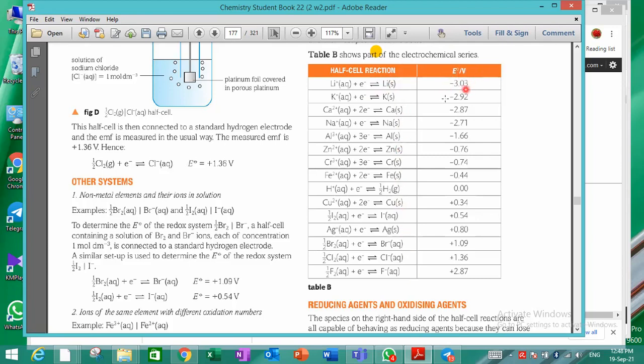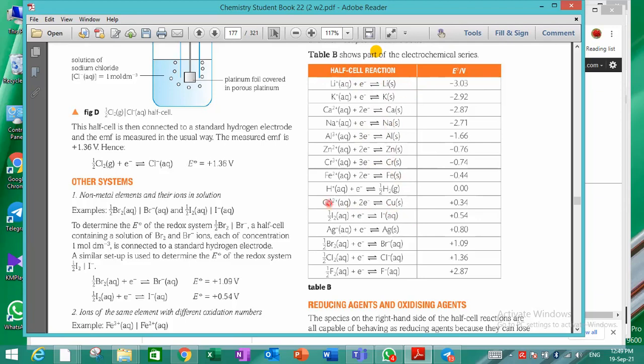And this means that lithium, potassium, calcium, sodium, aluminium, zinc, chromium, and iron, all these metals would act as reducing agents. But of course, the most powerful of them is the lithium. All of them, as they have negative values for the standard electrode potential, it means that their equilibrium will lie further to the left-hand side. And this means that all of them would prefer to lose electrons, not to gain electrons. And so they are acting as reducing agents. But the reduction power of lithium is the greatest.